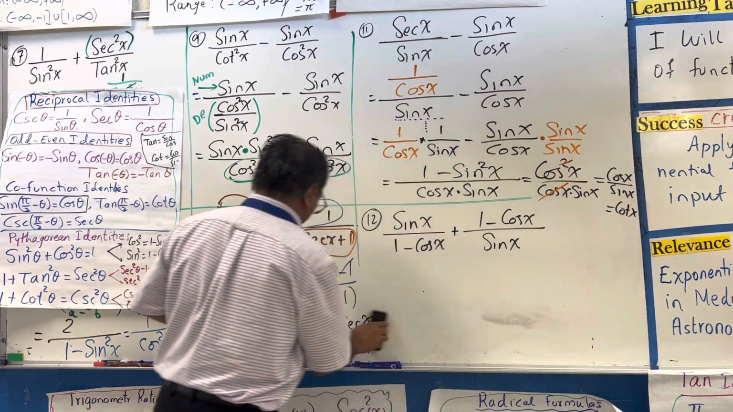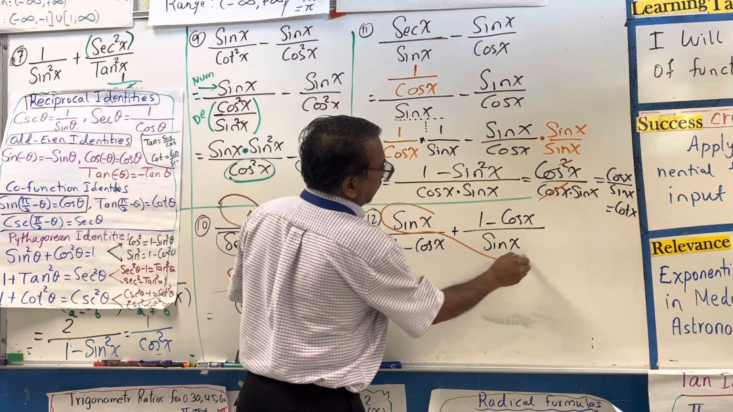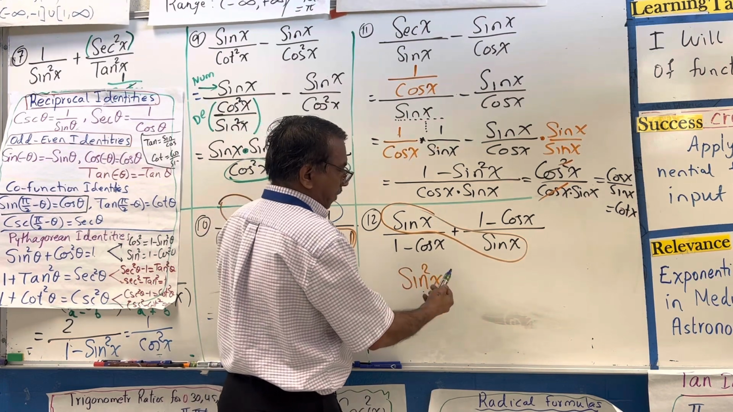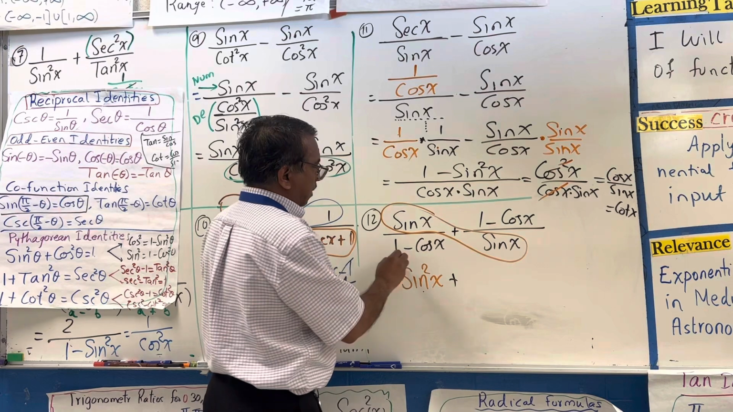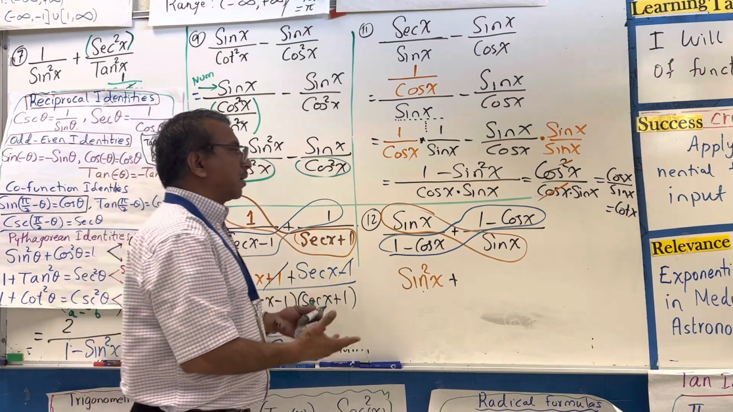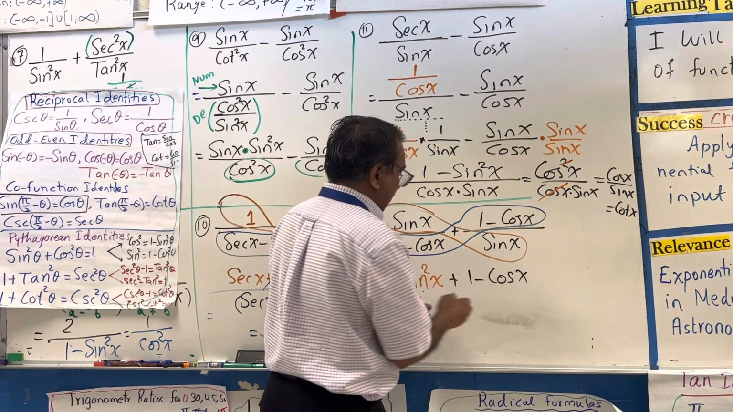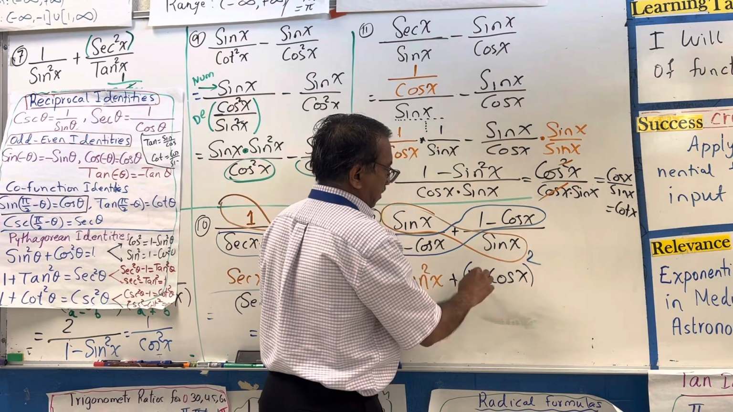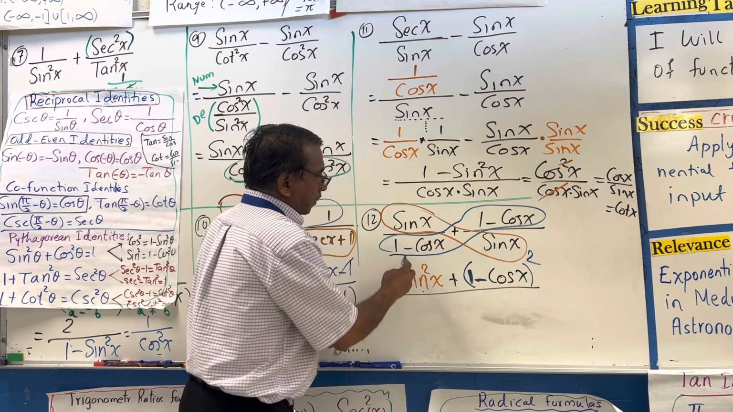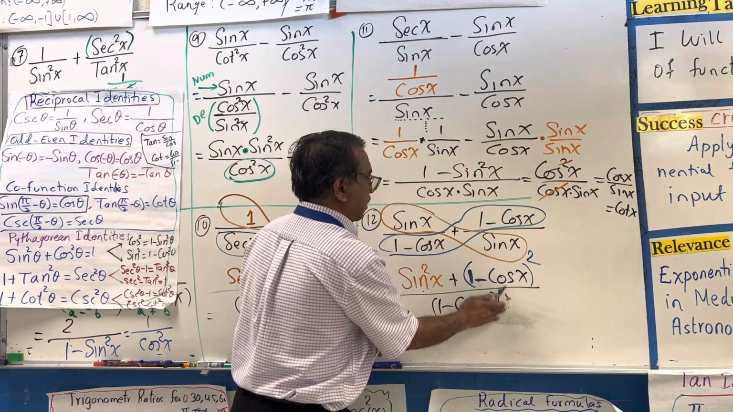And the last one. Again, let's use the cross product. So I always do this. Sine x times sine x is multiplying itself, so it is sine square of x. Plus, now this time you're multiplying 1 minus cosine x by itself. So we'll have to write one step here, 1 minus cosine of x, but then I'll put it square. And the denominator is 1 minus cosine of x, and then 1, and then sine x, right?